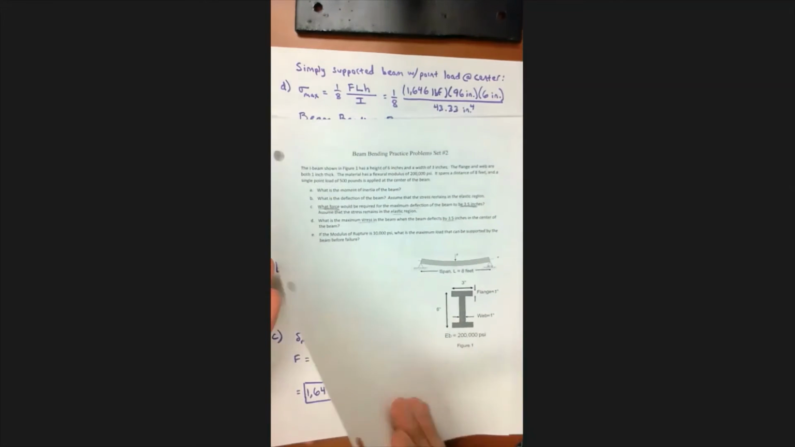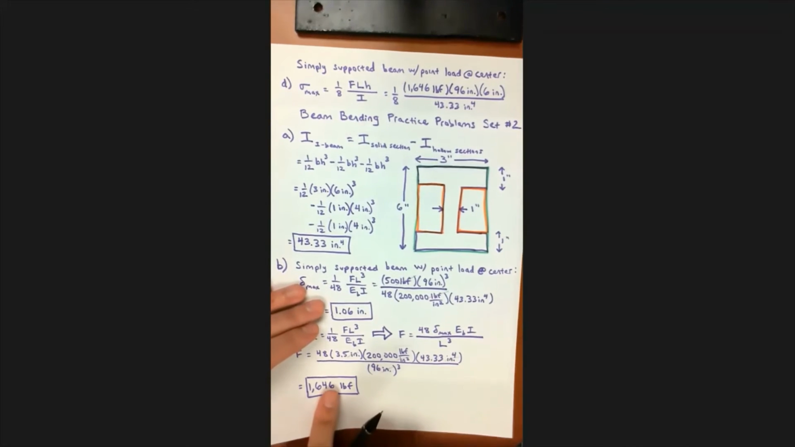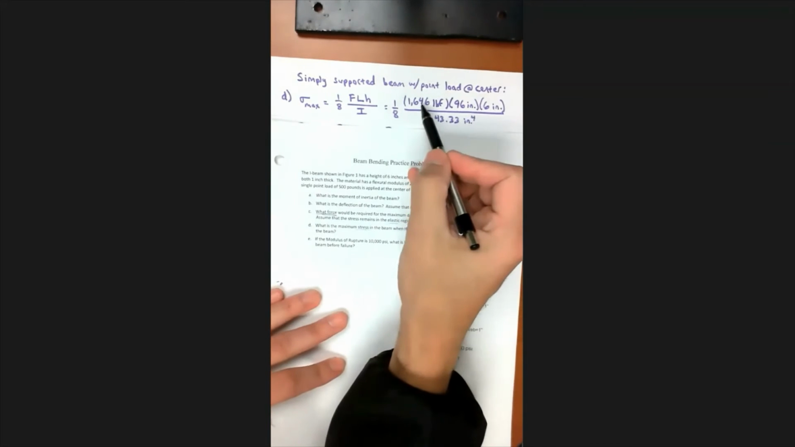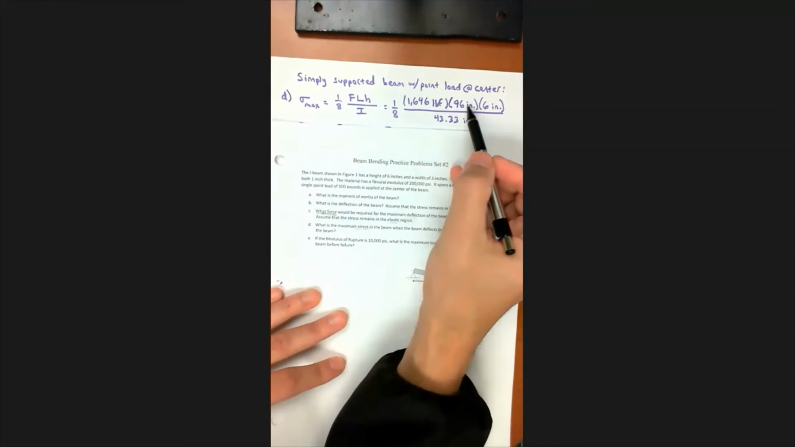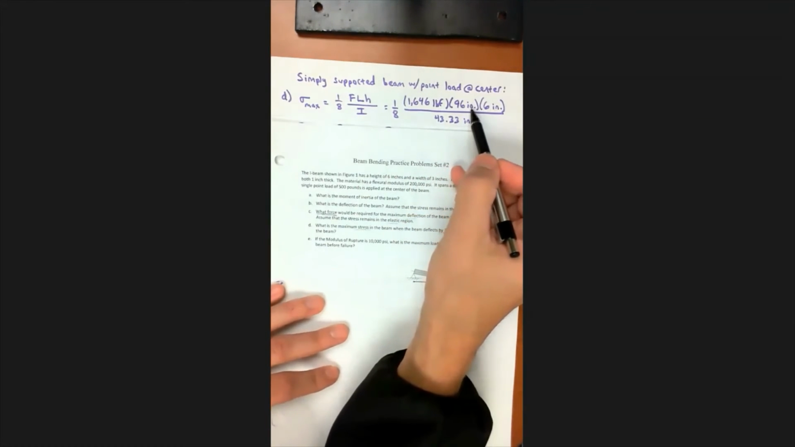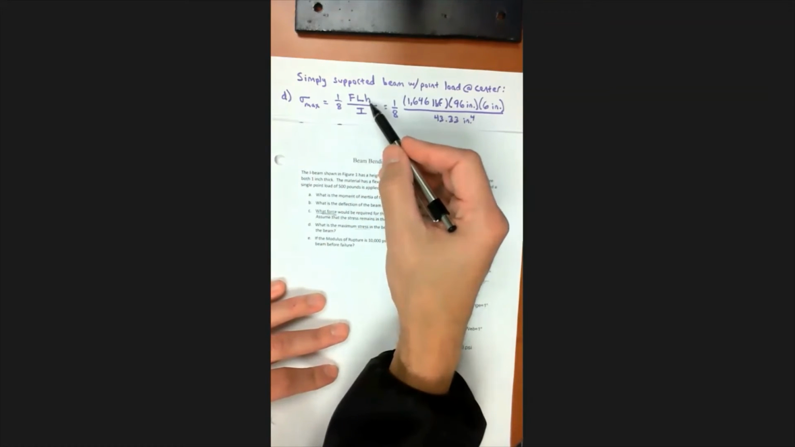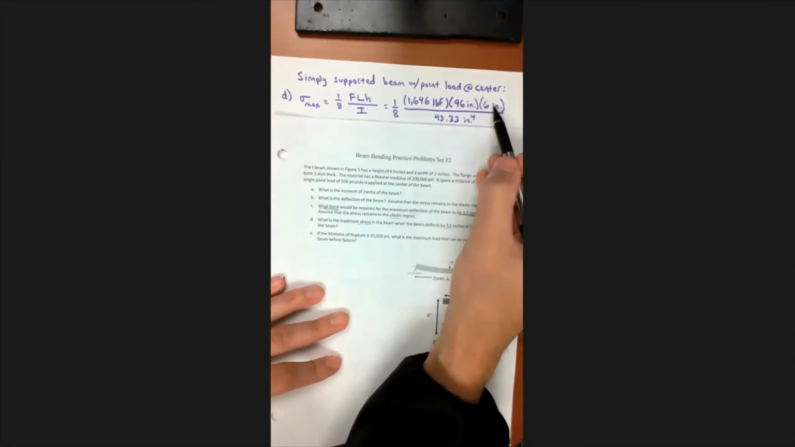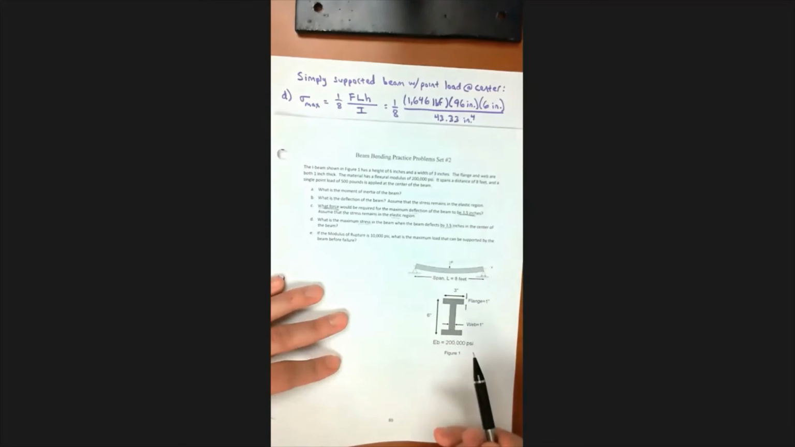So if you recall, that was 1,646 pounds force. So we plug that in right here. And the length of the beam, or the span, is 96 inches. Once again, be careful about what units you plug in so it cancels out with the others. And the height of the beam, remember that was 6 inches. That's the total height of the beam. So you plug in 6 inches up here for H. And the moment of inertia we calculated back in part A, so plug that in, 43.33 inches to the fourth.